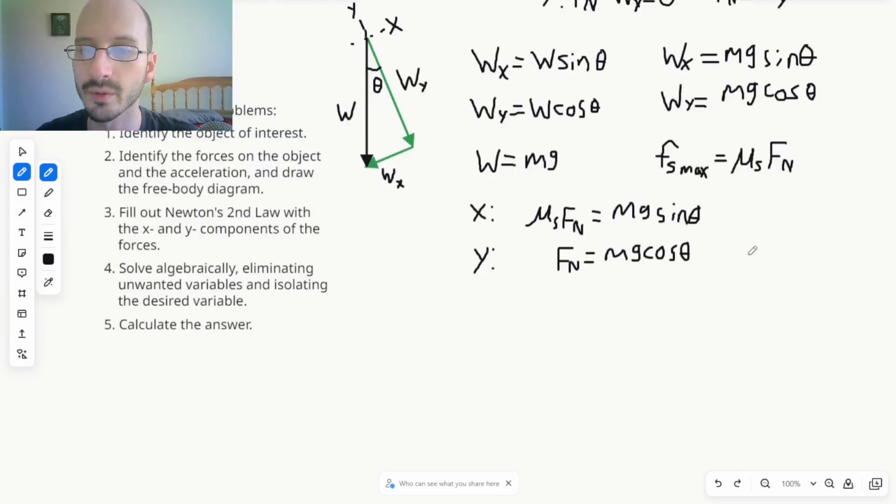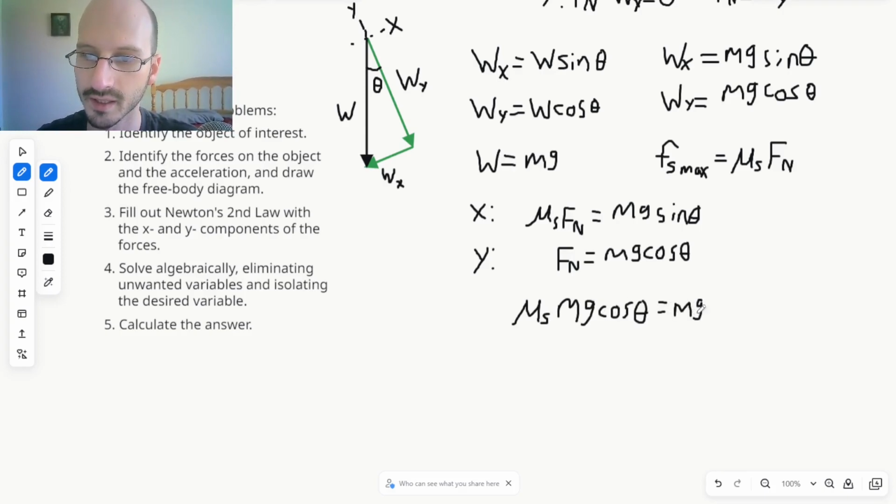Okay, now we have an equation with the variable we're looking for. This one. We're looking for the static friction. However, we also have a variable that we don't know, the normal force. So we have to look to the y equation to substitute in for the normal force. Coefficient of static friction times mg cos theta is equal to mg sine theta.